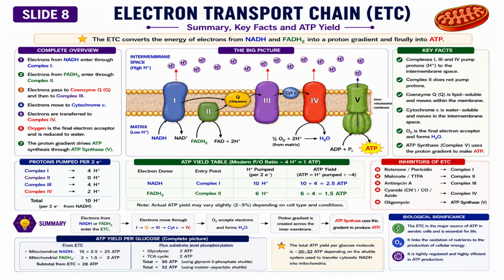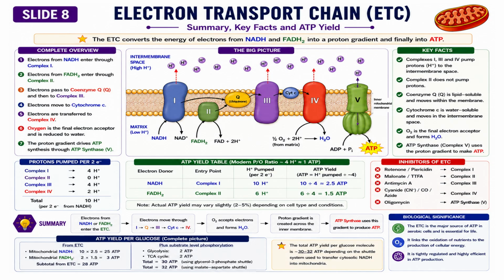This creates a high concentration of H+ in the intermembrane space. Protons then flow back into the matrix through ATP synthase, complex 5. The energy released during this movement drives the formation of ATP from ADP and inorganic phosphate. For ATP calculation, one mitochondrial NADH produces approximately 2.5 ATP, while one mitochondrial FADH₂ produces approximately 1.5 ATP.